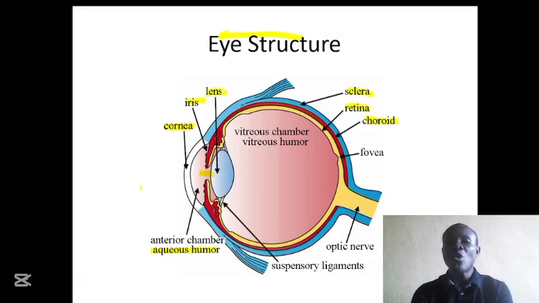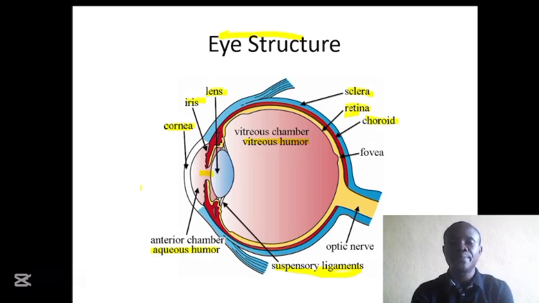The lens will readjust itself for you to see both far and near objects. The ability of the eye to see both far and near objects is what we call accommodation. And this lens is held in place by what we call suspensory ligaments. In between the lens and the retina, we have a fluid in the posterior chamber that we call the vitreous humor.